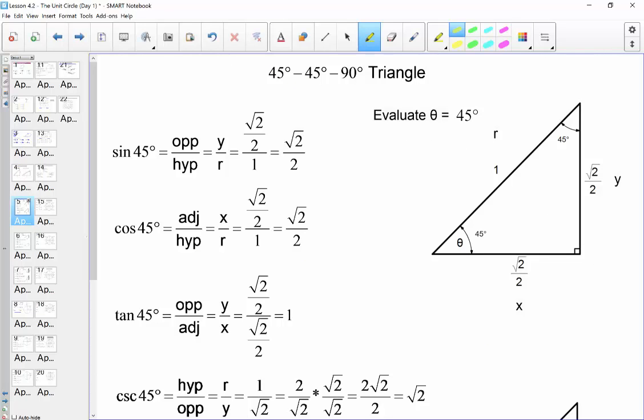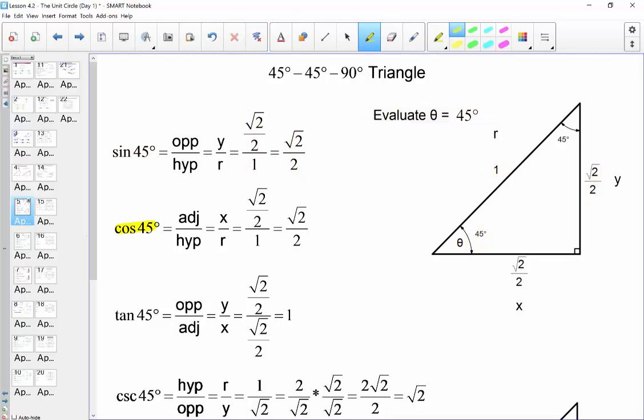Let's evaluate the 6 trigonometric functions of a 45-45-90 triangle. So we're going to look at angle theta, which is equal to 45 degrees, and we're going to evaluate the sine. The sine is the opposite side, square root of 2 over 2, over the hypotenuse, 1. And that simplifies down to just square root of 2 over 2. So the sine of 45 degrees is the square root of 2 over 2.